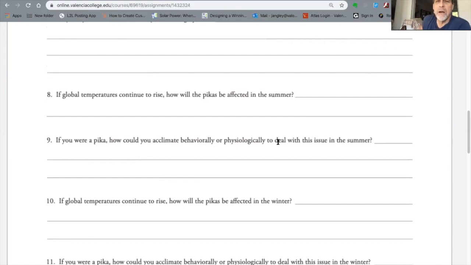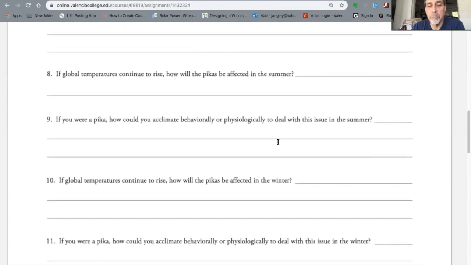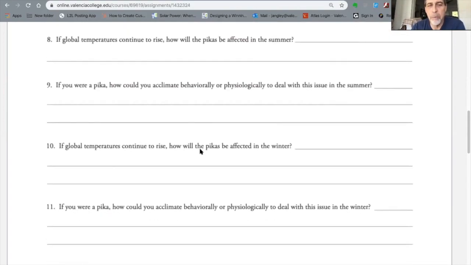How would you get used to living in these hotter summer temperatures? What could you do behaviorally? Like, would you dig a deeper hole? Would you climb a tree? Would you wave your little pika feet in the air and go, help me, right? What would you do? If global temperatures continue to rise, how will the pika be affected in the winter?